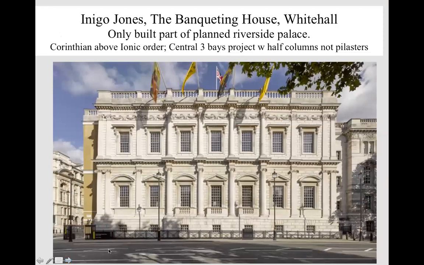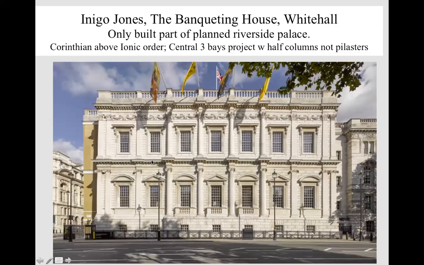So back to Inigo Jones. Was this anyone's book, building, by the way? Anyone choose this one? This is the Banqueting House in Whitehall. Whitehall, which is, of course, as you know, the center of government in London, in Britain, actually.